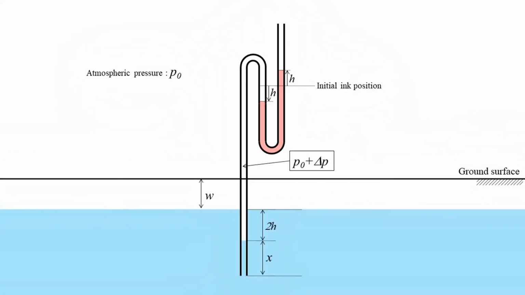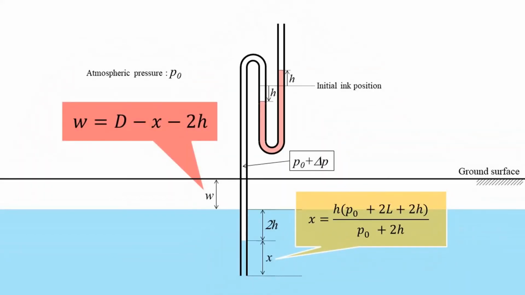As the underground water level rises, the water goes into the pipe as high as X, pressurizing the air in the pipe, and pushing the red ink. As a result, the pressure inside the pipe increases as much as delta P, and the red ink goes down as much as H on the left, and goes up as much as H on the right, respectively.